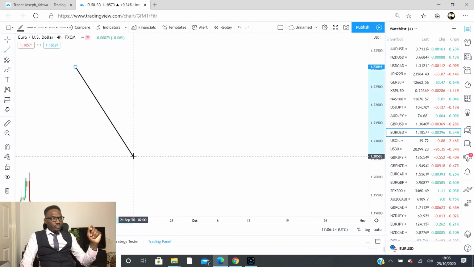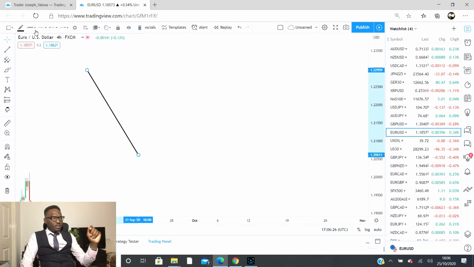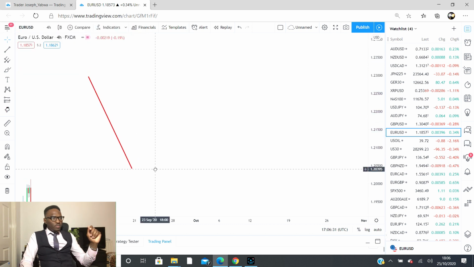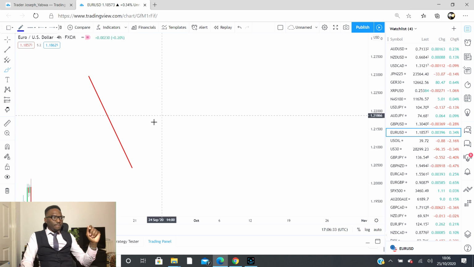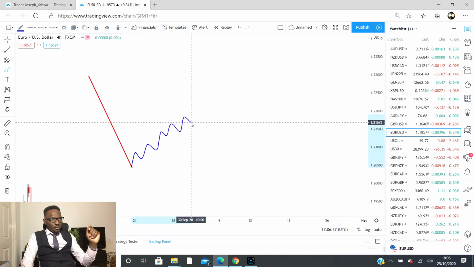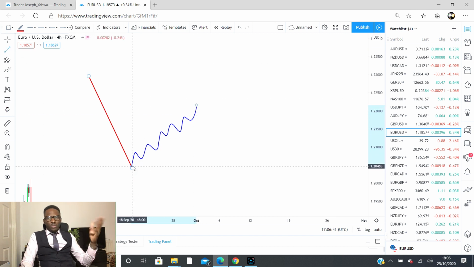So let's say we have a bearish impulse in the market. I'm going to bring in a red color. We have a bearish impulse in the market, and the market kind of gives us, it's not a perfect wedge, but I call this complex contraction.